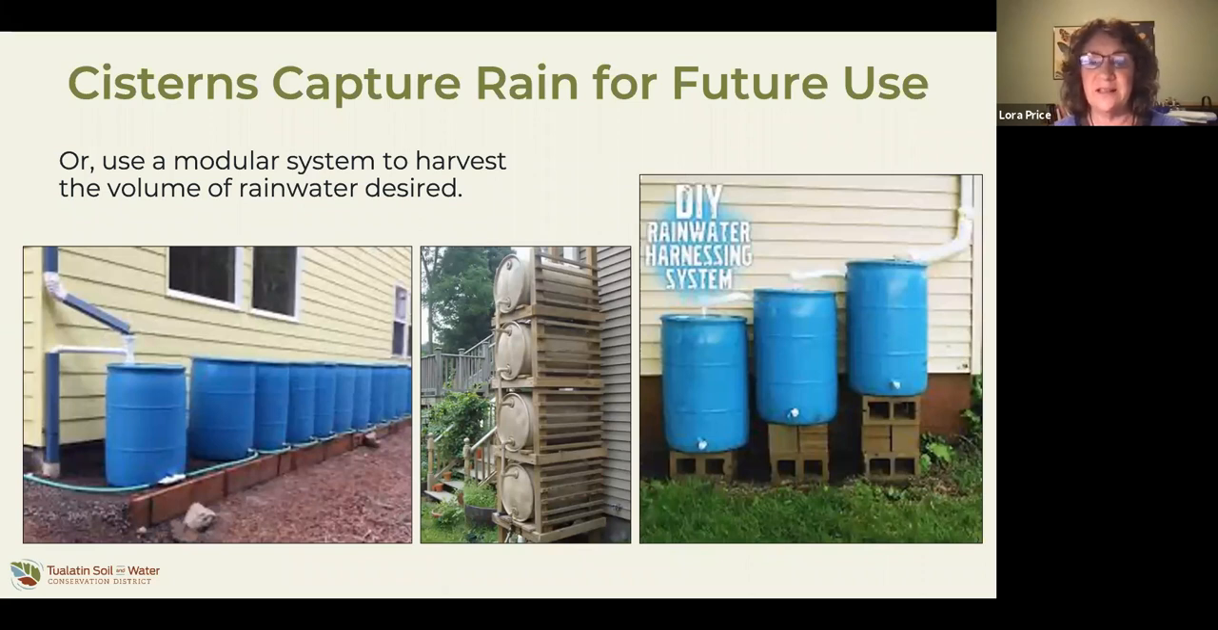And I like the example on the right, very simple DIY, but you can see through that stacked system how when the water collects and fills up one barrel, it overflows into the next and then into the next. And then the little spigot is at the bottom.